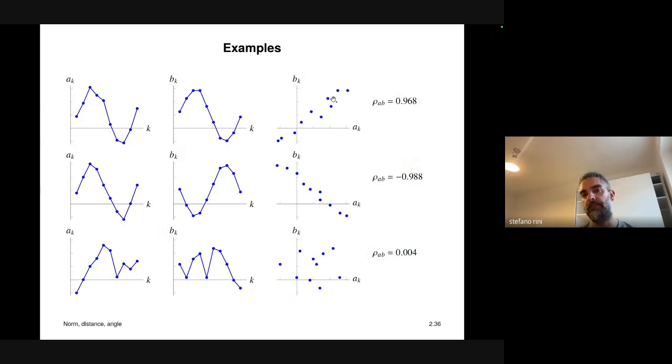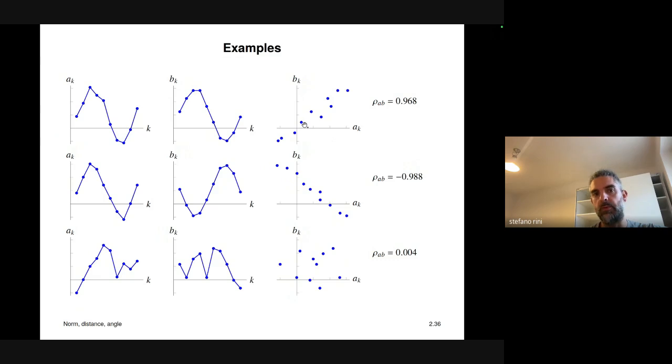It's fairly intuitive. And here you see the scatter plot, in which the series are represented not as a function of time, but as pairs. In this case, we have the value of the sequence A and the value of the sequence B.